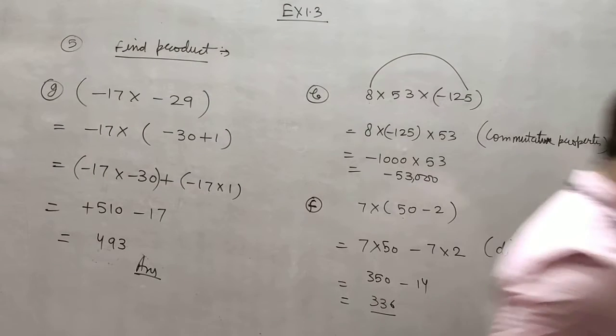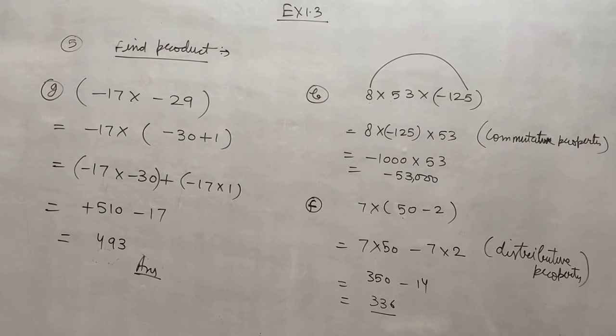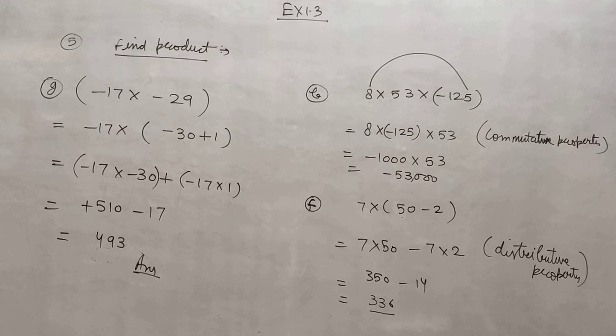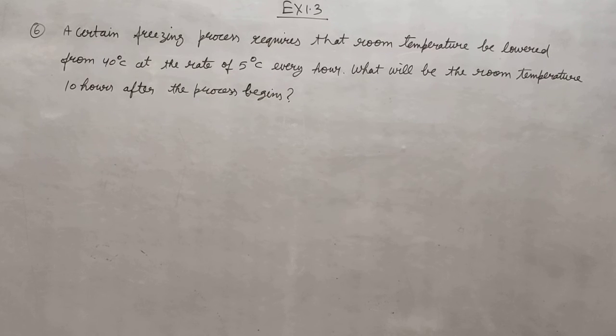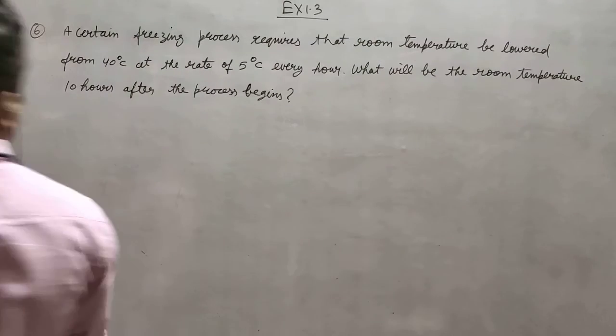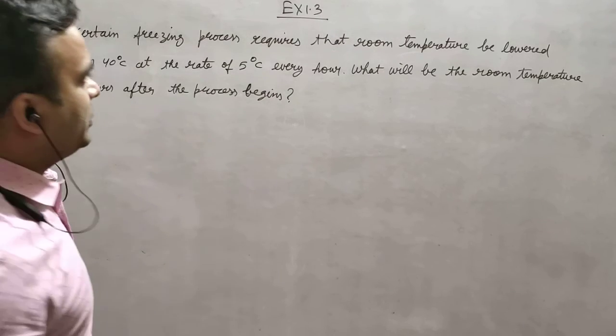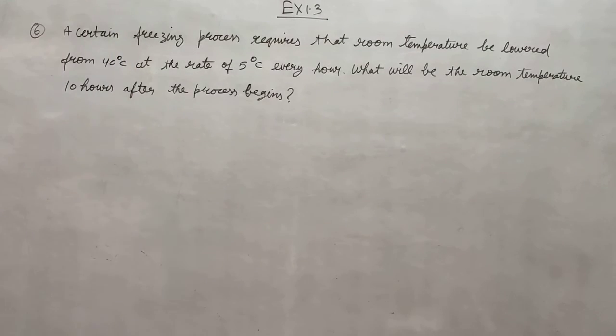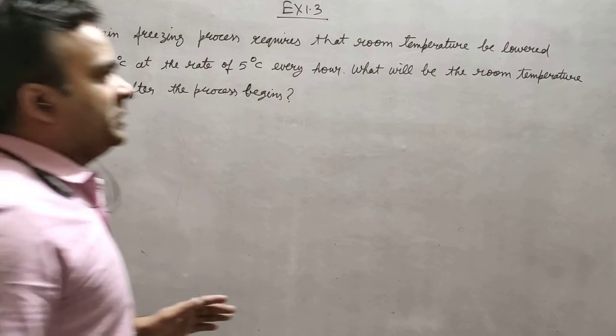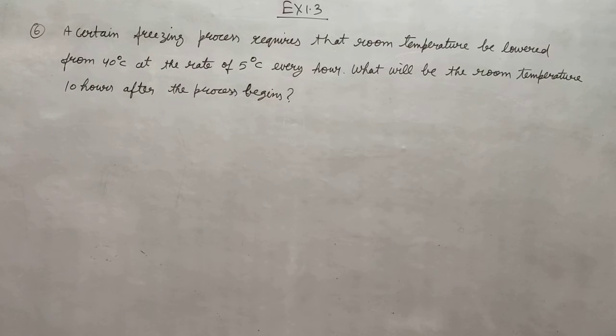Now after this we have the word problem, and definitely word problems are easy because we only have to apply the property, and you should know how to write the statements. So this is question number 6. A certain freezing process requires that room temperature be lowered from 40 degrees Celsius at the rate of 5 degrees Celsius every hour. So it means temperature is going down. What will be the room temperature 10 hours after the process begins?